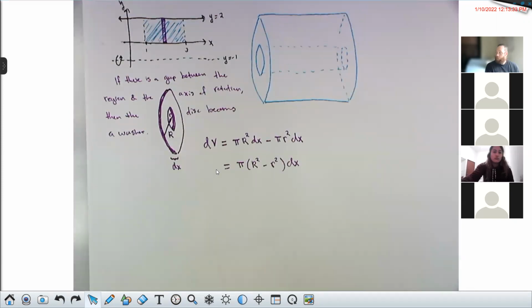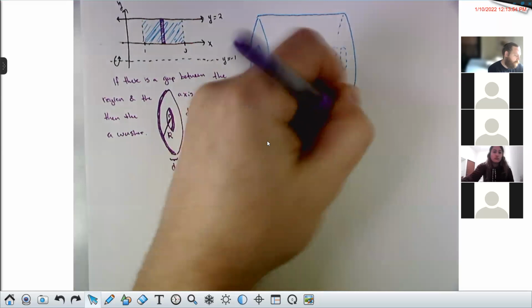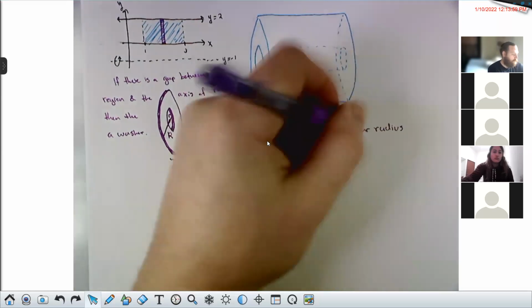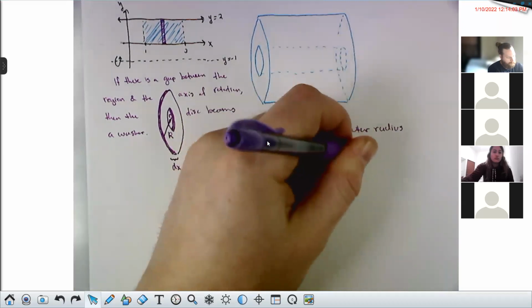Okay. So let's take a look at a problem where rather than getting a disk, we get a washer and see if we can set this up. We can annotate here, big R is the outer radius, and little r is the inner radius.